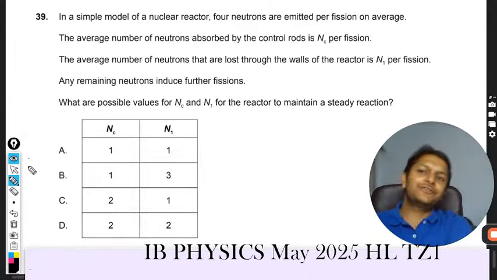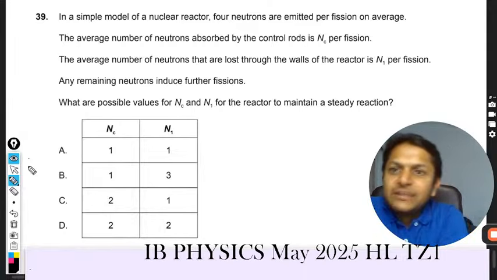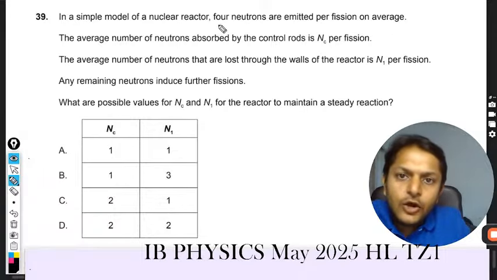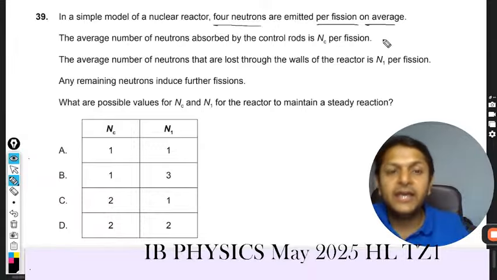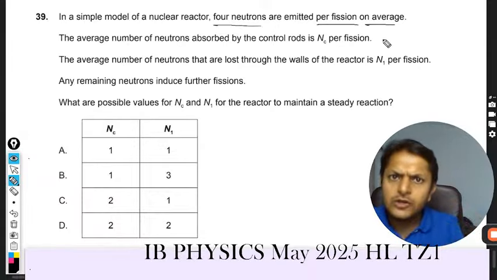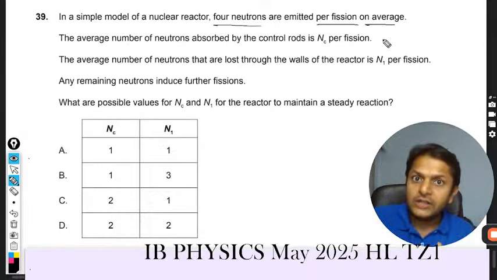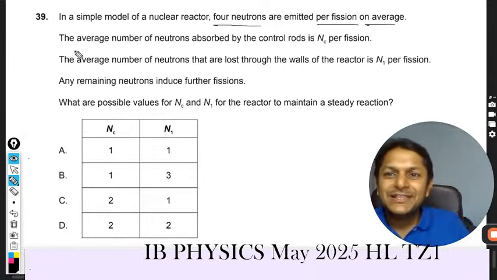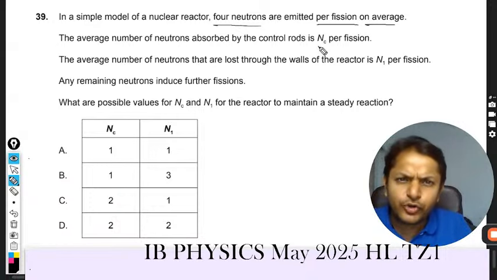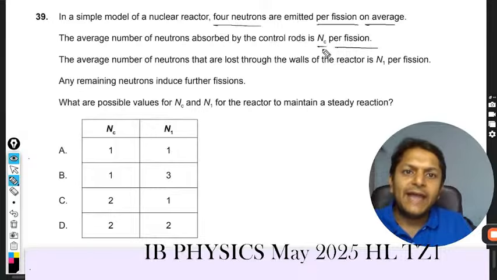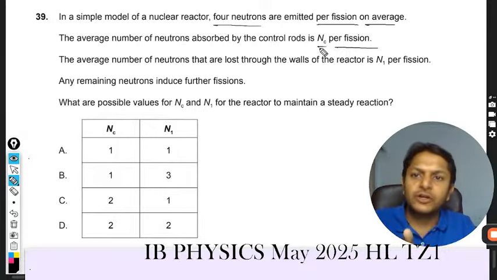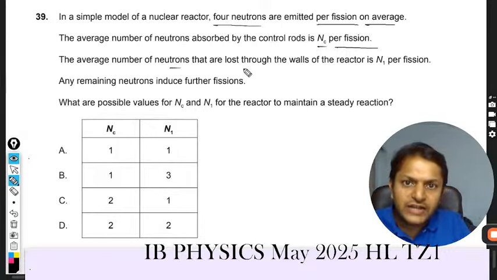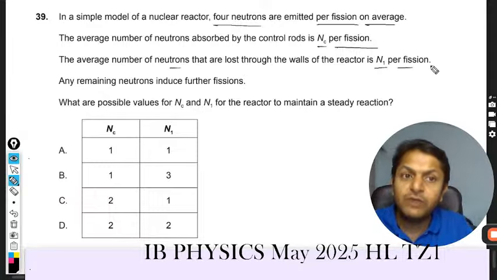Okay, dear students, let's see what is there in this question. In a simple model of a nuclear reactor, 4 neutrons are emitted per fission on average. Usually it absorbs 1 neutron and produces 4. That's kind of explosive material. The average number of neutrons absorbed by the control rod is given as NC per fission. So out of these 4, NC neutrons are absorbed by the control rod. The average number of neutrons lost through the wall is N1 per fission.